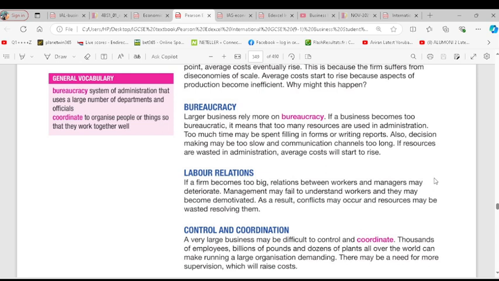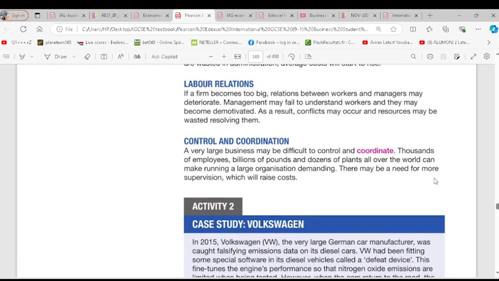Clear? The second one, labor relations. If a firm becomes too big, relations between workers and managers may deteriorate. Management may fail to understand workers and they may become demotivated. As a result, conflict may occur and resources may be wasted resolving them. If firms become too big, they might start having problems with workers. The managers and the workers might start having problems.